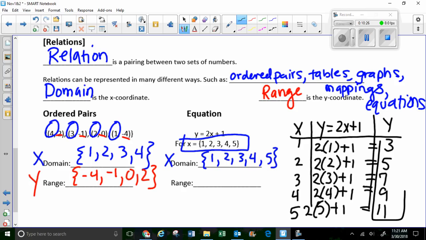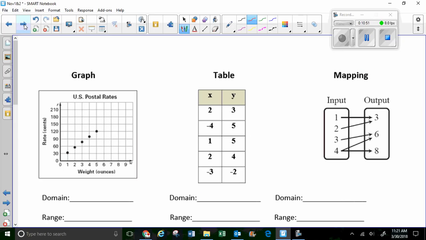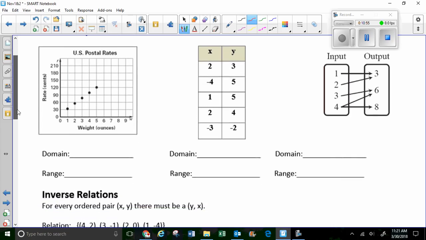So now I have my range, my y values in order, so I can go ahead and write those down. So 3, 5, 7, 9, and 11. And there you have it. So for an equation, you do have to plug in your values in order to find your y. But it's not too bad, you've done it before. Go ahead and flip over, and we will look at graphs, tables, and mappings.